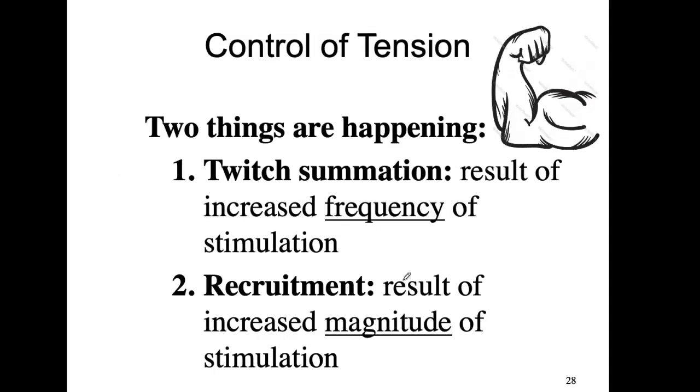So we can say, as a summary, that the control of tension, when you're trying to decide, okay, this is just a pen, I need to lift it, I don't need a whole lot of force, or this is my desk, you're going to be controlling both those things. You're going to be controlling summation, in other words, the frequency at which you're sending those motor signals from your brain to your arm. And you're also going to be performing recruitment, which is resulting by the increased magnitude. In other words, how many of these motor units I'm going to recruit.